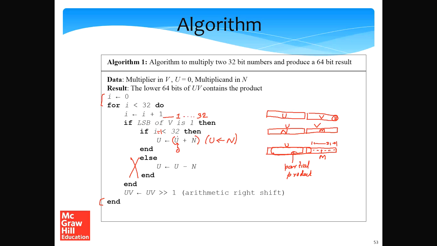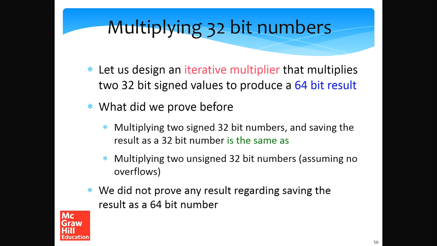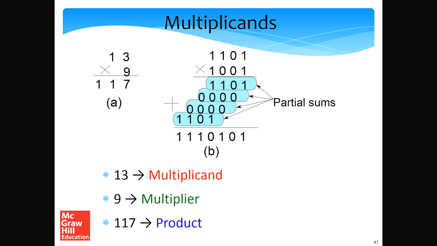If it is 1, we'll again add it to the partial product. If the least significant bit of V is not 1, then we don't need to add anything. If we go back to this example, what we are essentially doing is first considering this bit. This is 1, so we set U to the multiplicand. Then we shift both the multiplicand and the multiplier by one position, so this bit falls off from the right.